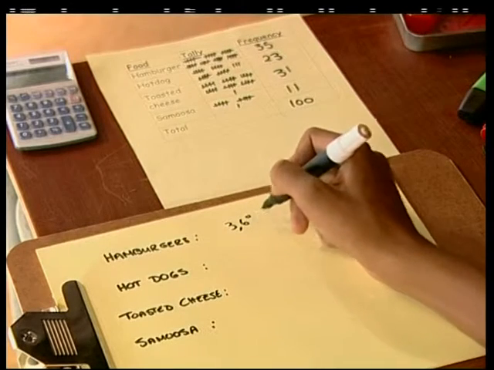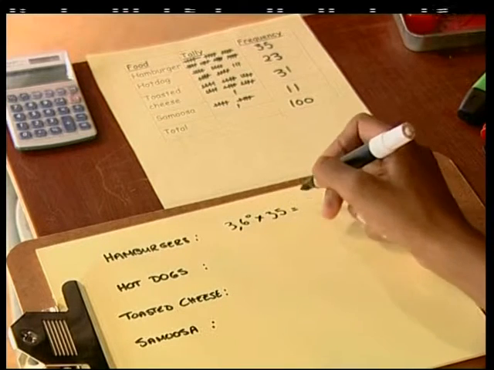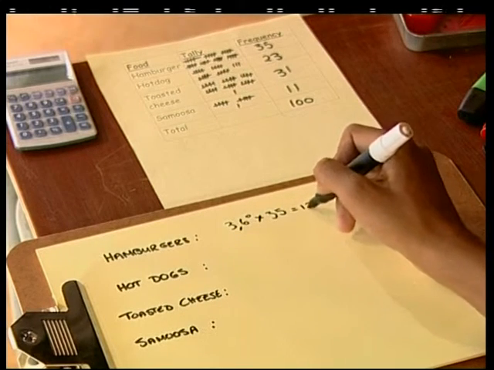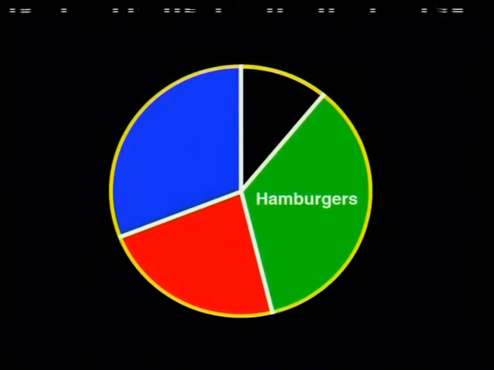Now, how many degrees will represent the 35 people who prefer hamburgers? Isn't that 3,6 times 35? Good. I can work that out. 3,6 times 35 equals 126 degrees. Excellent, Gerard. So the sector or slice of the pie graph that makes an angle of 126 degrees at the center of the circle must represent the number of people who chose hamburgers.